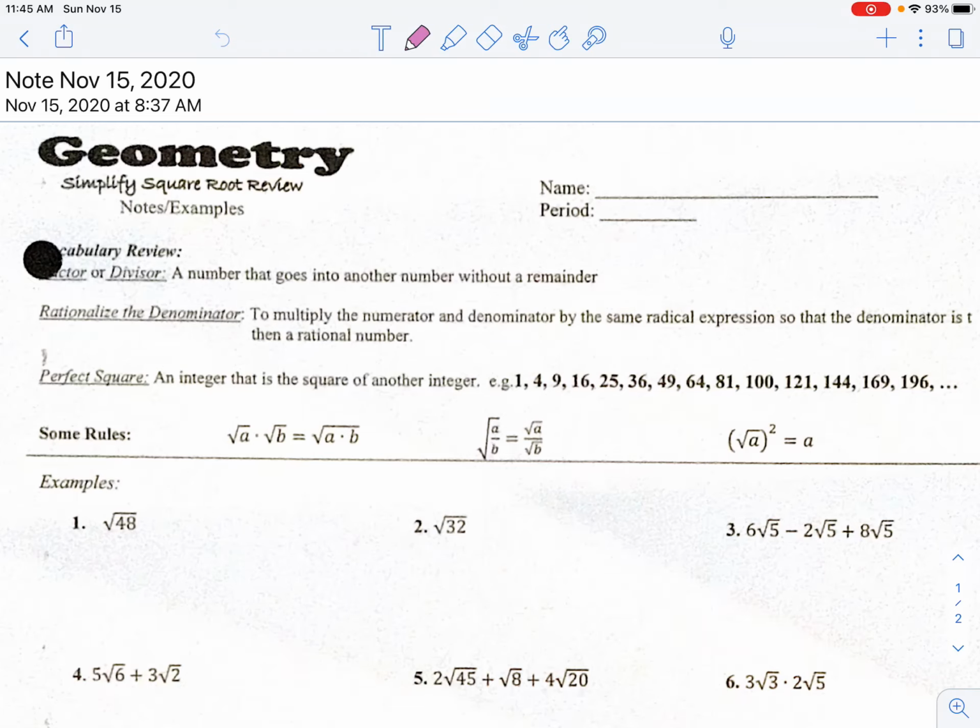All right, today we're going to be working on simplifying square roots. Another word for square roots here is radical, so you'll see me kind of go back and forth between those two words. Here's some vocab.